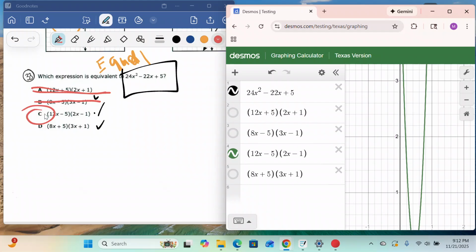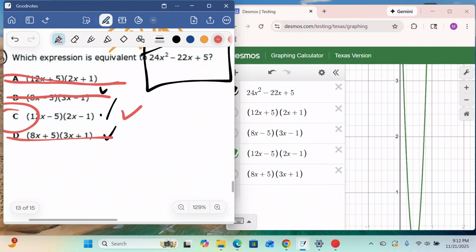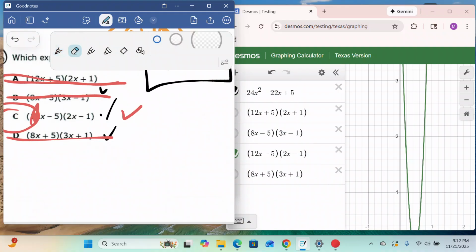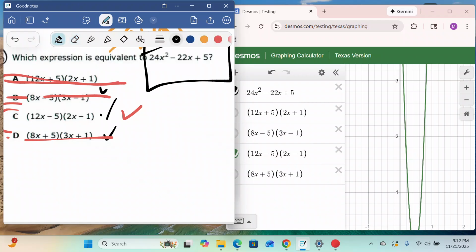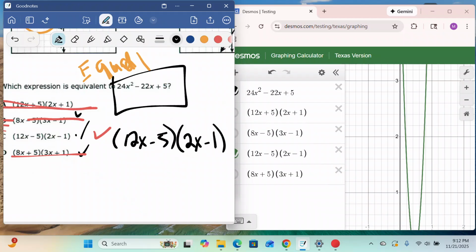So the way I would check it, and I know this one is wrong already. The correct answer is this. So what I would do is I would check it via the FOIL method to make sure that this is correct. So I'm going to rewrite this expression: 12x minus 5, close parentheses, 2x minus 1. And then I'm going to use the distributive property. So I'm going to underline this and I'm going to distribute 12x times 2x gives me 24x squared. I'm going to distribute 12x into the negative 1 and it's going to give me negative 12x.